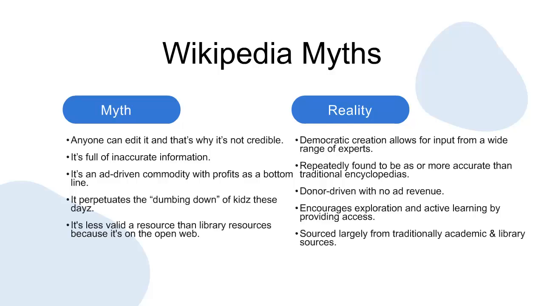Wikipedia is a donor-driven, nonprofit encyclopedia. The parent organization, Wikimedia, publishes its funding reports and is listed among Charity Navigator's highest rated and most transparent nonprofits. It is, in fact, the opposite of an ad-driven economy.